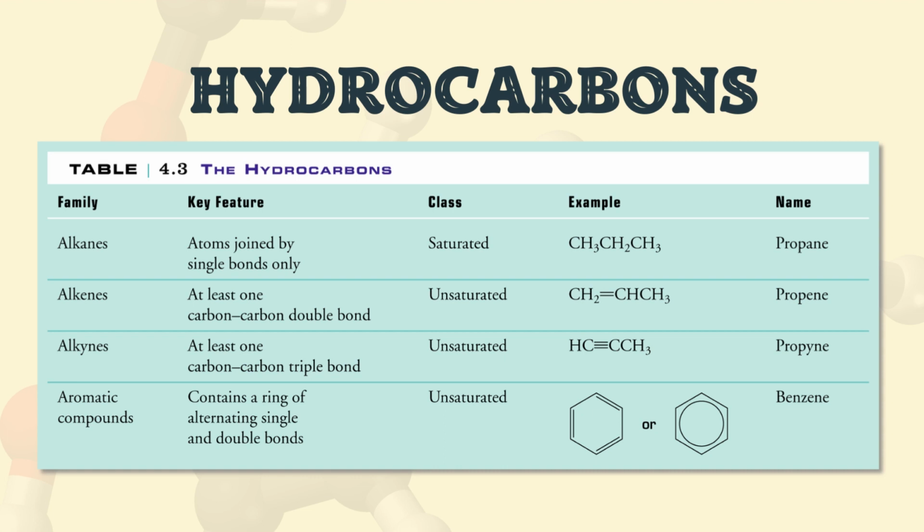Now, unsaturated hydrocarbons are hydrocarbons that have double or triple bonds between the adjacent carbon atoms. Now, this term unsaturated means more hydrogen atoms may be added to the hydrocarbon to make it more saturated, right? Now, with alkynes, they have at least one carbon-carbon triple bond. For example, propyne. Then with alkenes, an example of that will be propene. With alkanes, an example will be propane. But we will get to the naming of these in the next few minutes. Then we've got aromatic compounds, which contain a ring of alternating single and double bonds.